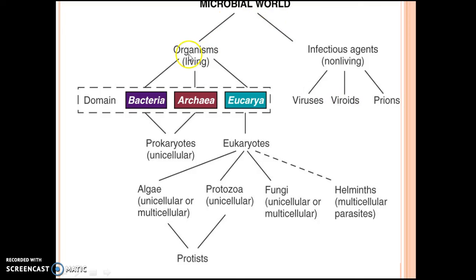The microbial world consists of living organisms and non-living infectious agents. In living organisms, there are three domains: bacteria, archaea and eukaryota. Bacteria and archaea together are called prokaryotes, unicellular, and eukaryota are eukaryotes: algae, unicellular or multicellular; protozoa, unicellular; fungi, unicellular or multicellular; helminths, multicellular parasites. Algae and protozoa together are called protists. The other type of microbes, infectious agents, which are non-living ones, are also called obligate parasites: viruses, viroids and prions. So this is all about the introduction of microbiology.